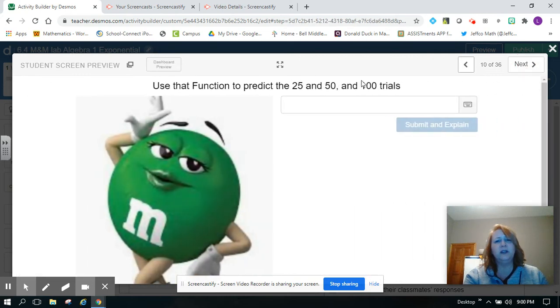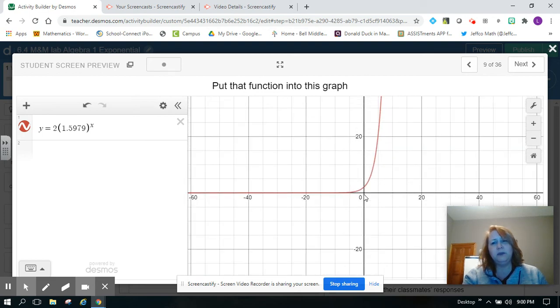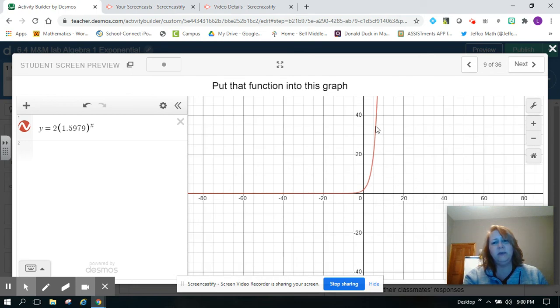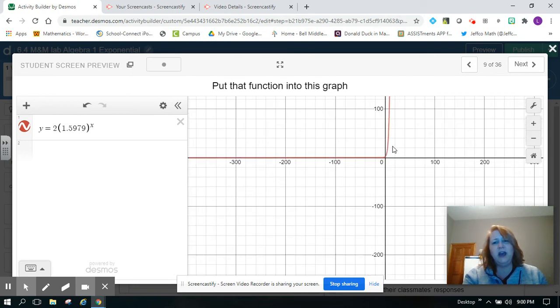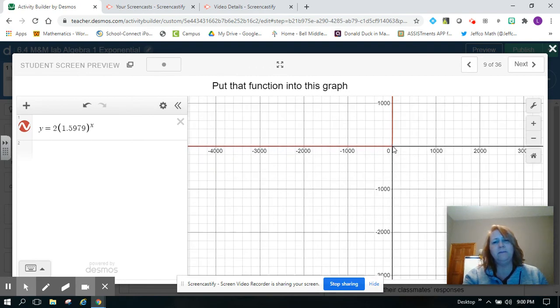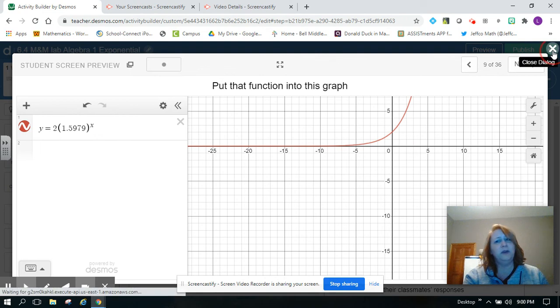The next question is, use that function to predict the 25th, the 50th, and the 100th trial. So how do I do that, right? I can see it when it's up to the second trial, but what about when I zoom out? Can I see up to 25? How do I do that in Desmos, right? How do I find what it's going to be at 25, 50, and 100? Can we do that? What do I think that number is going to be? You might be surprised what it's going to be if you were to get up to 100.